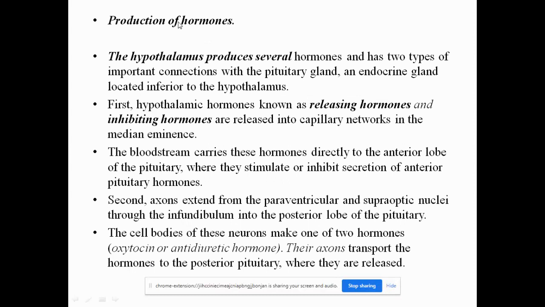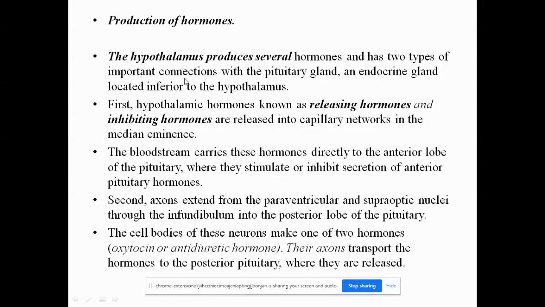Next, what are the hormones produced by the hypothalamus? So the hypothalamus produces many stimulating hormones, called the releasing hormones, or inhibitory hormones. So it has two important connections with the pituitary, an endocrine gland located inferior to the hypothalamus. One is connected to the anterior pituitary, the other is connected to the posterior pituitary.